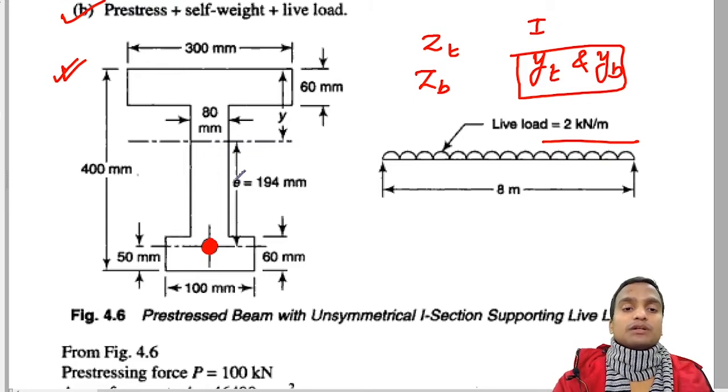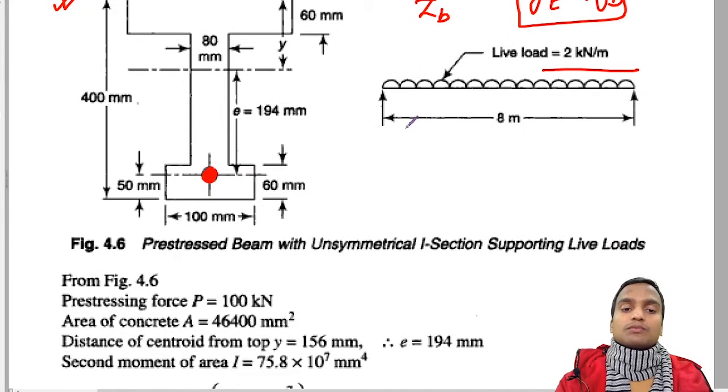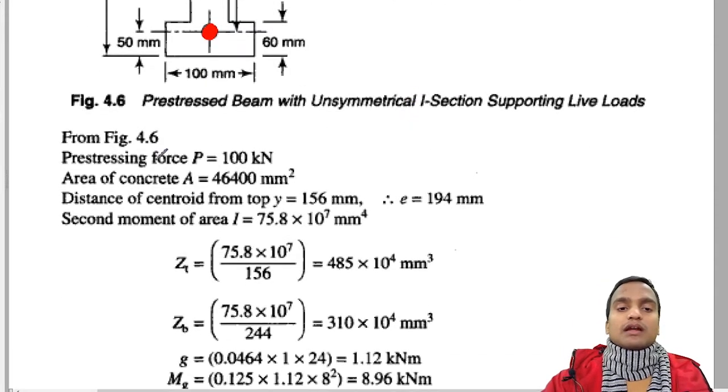It will be calculated by using the first moment of area method, like A1 x1 plus A2 x2 plus A3 x3 divided by A1 plus A2 plus A3. If you do this, you will come to the location of the centroid of this I section. Okay, so let us start. In this case the pre-stressing force P is already given, with a value of 100 kilonewton.